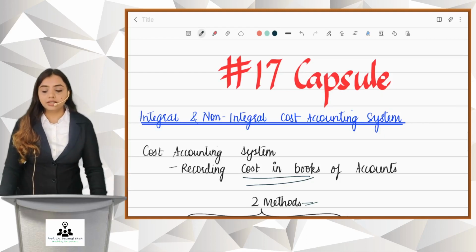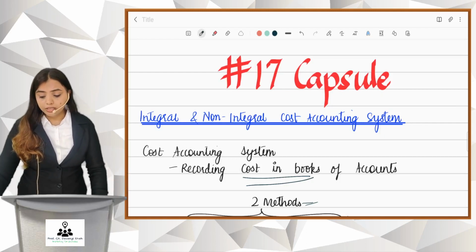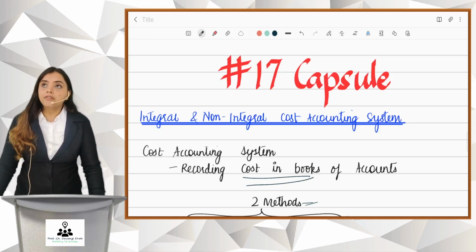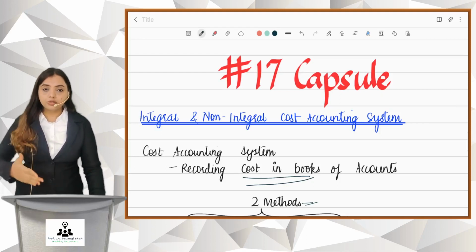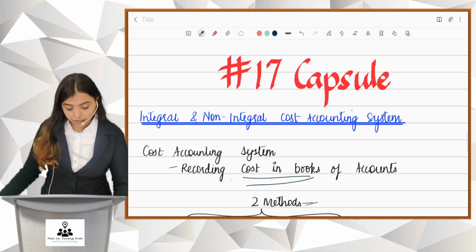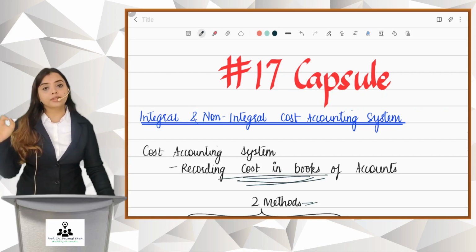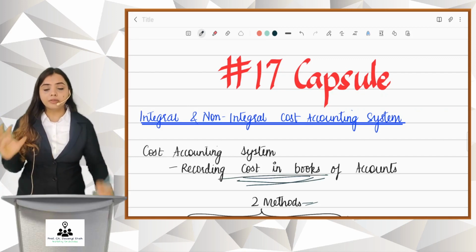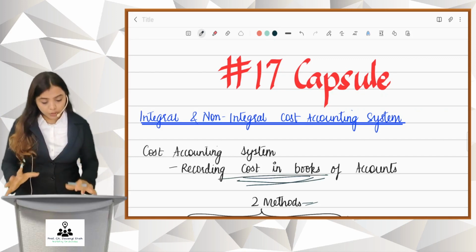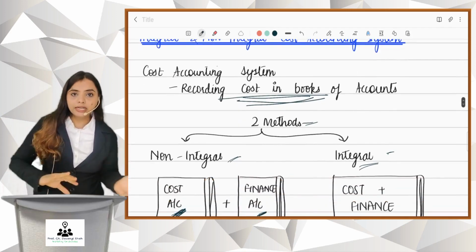Capsule number 17 is for integral and non-integral cost accounting system. Friends, whatever cost we incur is to be recorded in books of accounts. Recording cost in books of accounts is called cost accounting system. Cost accounting system can be maintained in two ways. There are two methods, that is non-integral and integral.